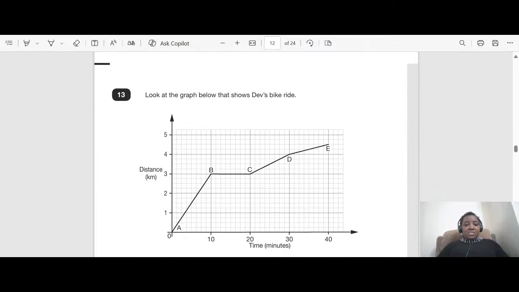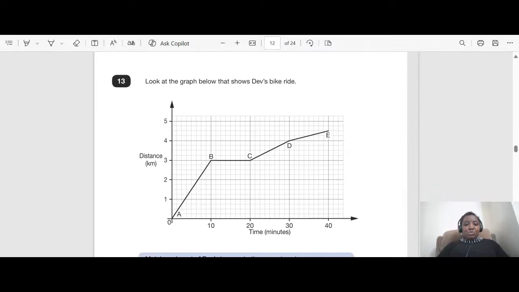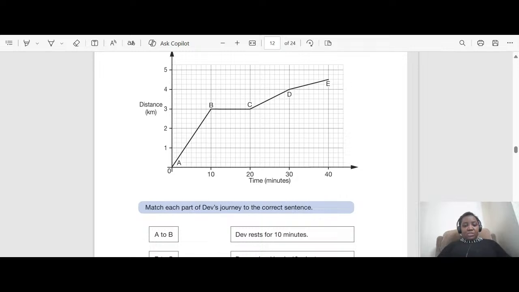Question number 13. Look at the graph below that shows Dev's bike ride. We have the graph with the distance in kilometers and the time in minutes. So let's take a look at the question. Match each part of Dev's journey to the correct sentence. It says that Dev rests for 10 minutes. So where did he rest for 10 minutes?